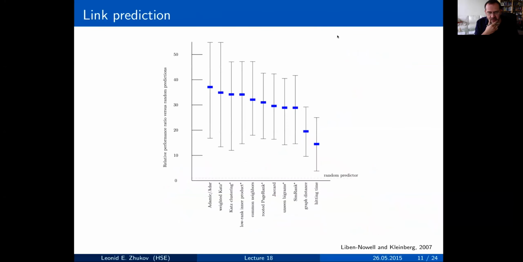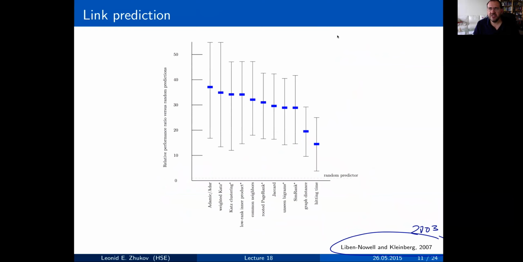So here are some results. Now, these results are from the paper by Liben-Nowell and Kleinberg. I think the original version of the paper, the conference version, was 2003 or maybe 2004. And then there is this journal version several years later. They pretty much organized this entire subfield of link prediction. And this paper became the reference paper for all the link prediction algorithms. I actually described this paper in the previous slides.